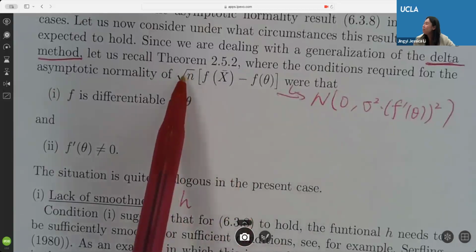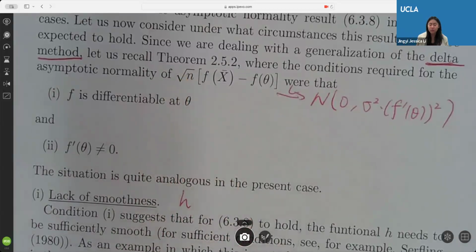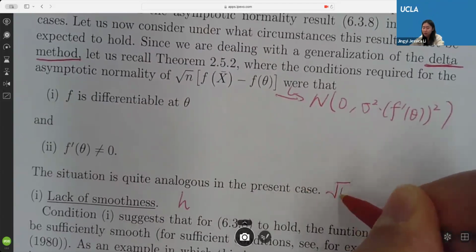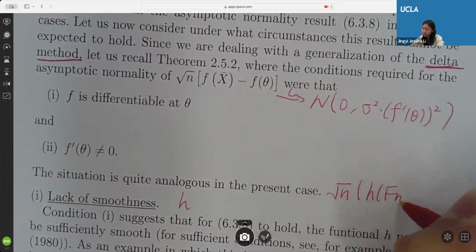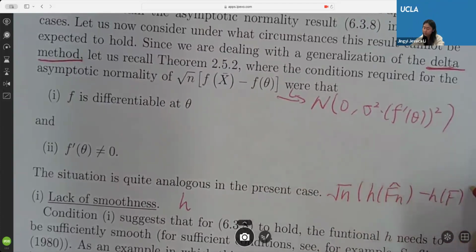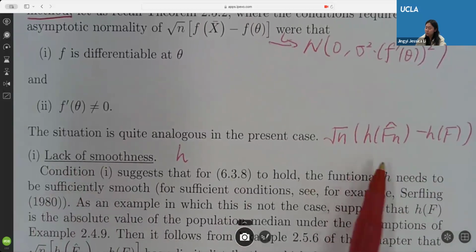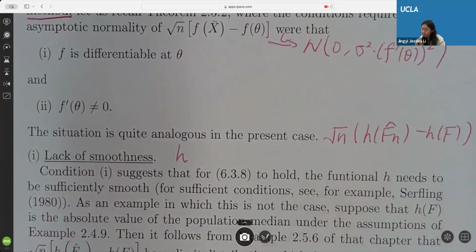Maybe you need to scale by n. That's something we showed before. And we'll give you one example showing that you need to scale by n, and then you can get a chi-square distribution instead of normal. So these are the things we need for the delta method. And the same thing applies to this functional. The same argument applies to this. If you want to study this behavior, you need to have H smooth enough. And if not, then it's not.